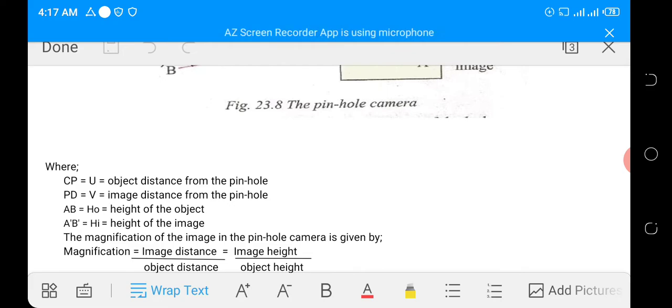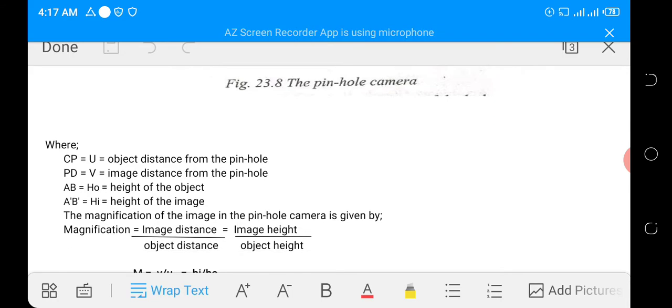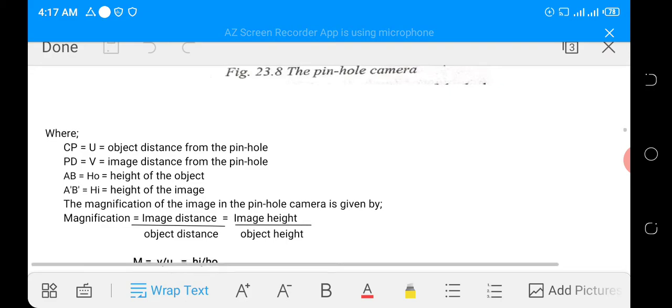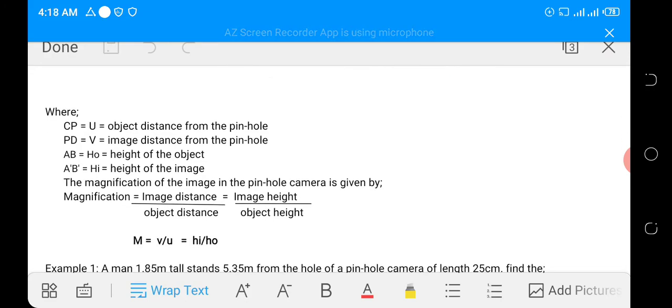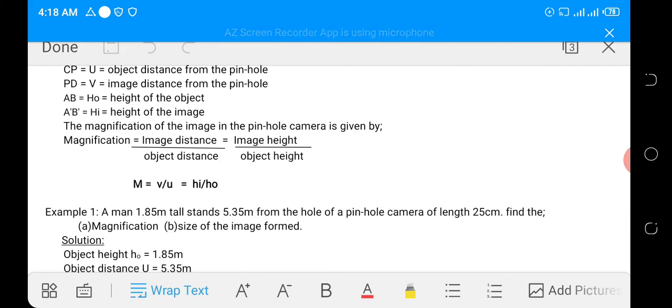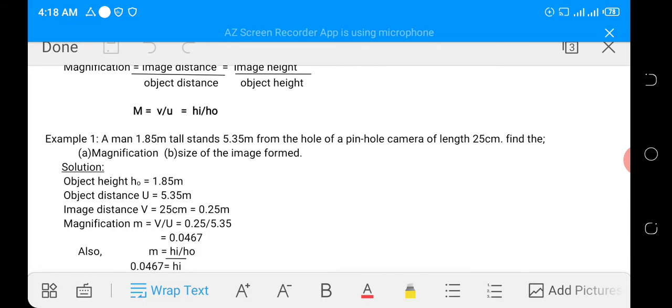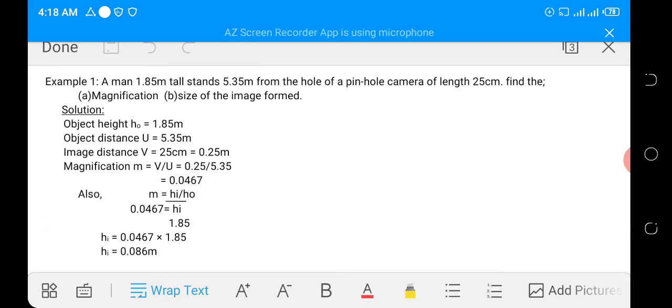CP is the object distance from the pinhole, PD is the image distance from the pinhole, AB is the object height, while A prime B prime is the image height. Then the magnification of the image in the pinhole camera is given by image distance over object distance, or image height over object height, which is given by the formula M equals V over U, or HI over HO. Now let's look at the following examples to see how the formula can be applied in solving questions.